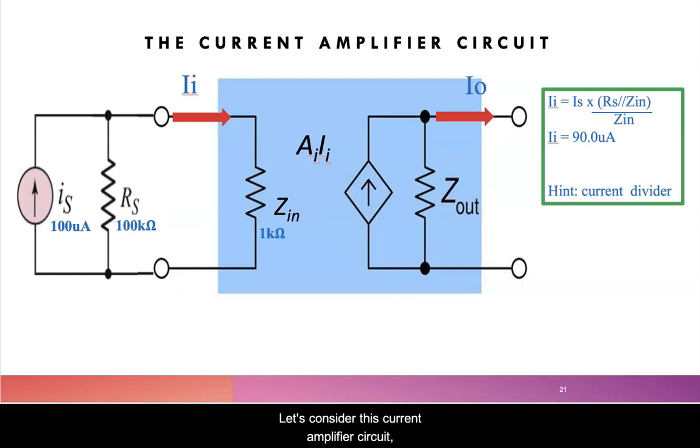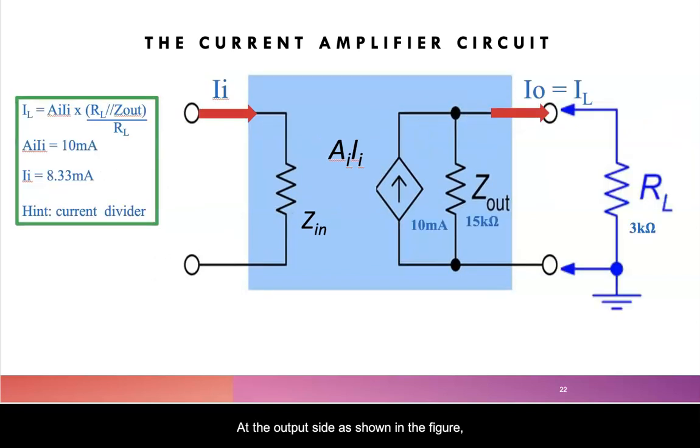Let's consider this current amplifier circuit. The combination of IS, Rs, and Zin forms a current divider, and the value of the input current In is found by using the current divider relationship. In is equal to Is multiplied by Rs in parallel with Zin over Zin. For this example, we found that In is equal to 90.9 microamperes, which is less than the value of the current source Is, which is 100 microamperes.